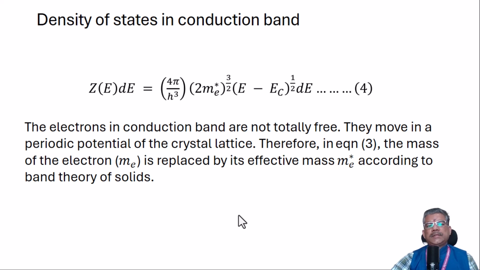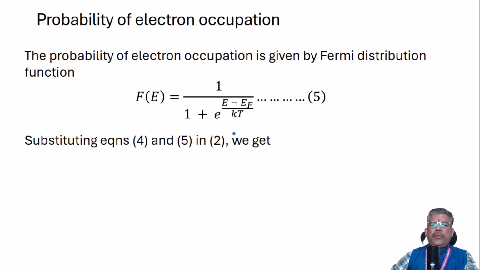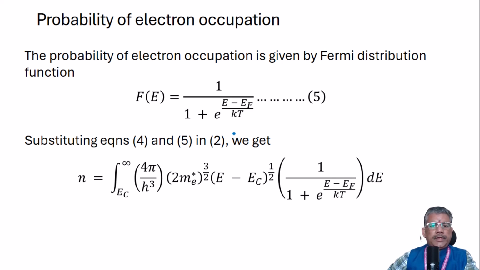These electrons in the conduction band are not totally free. They move in a periodic potential of the crystal lattice. Therefore, in equation 3, the mass of the electron is replaced by effective mass according to the band theory of solids. So now we know what the Fermi distribution function is, which is nothing but the probability of electron occupation, and the value is 1 by 1 plus exponential of (E minus EF) by kBT.